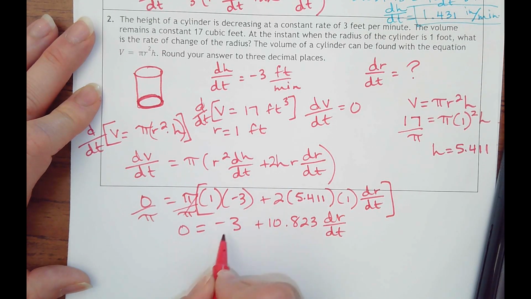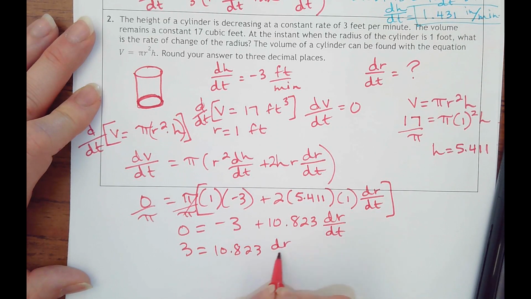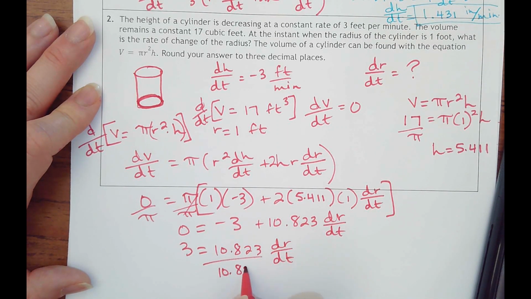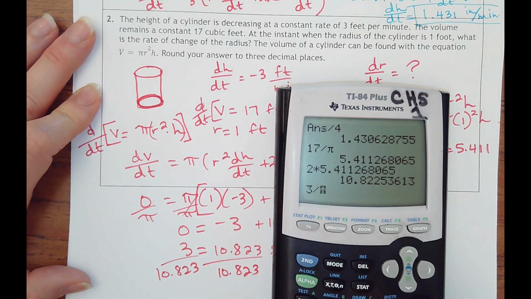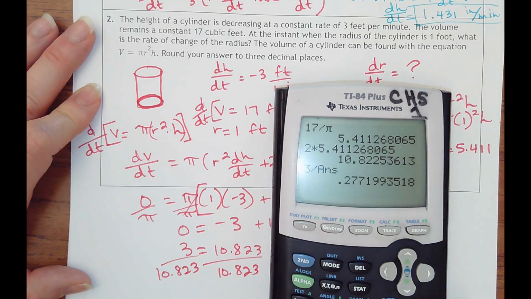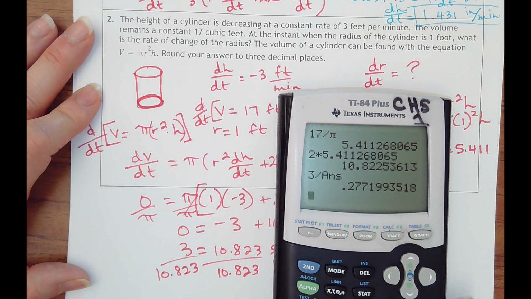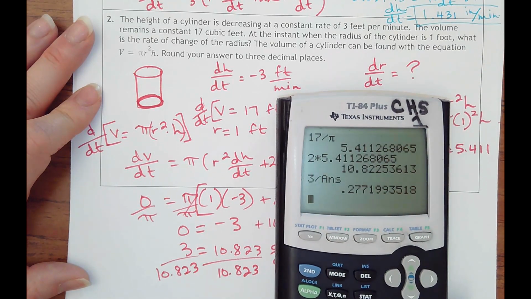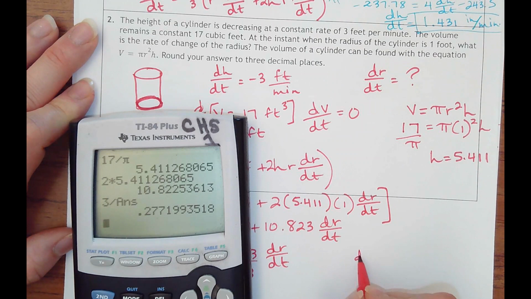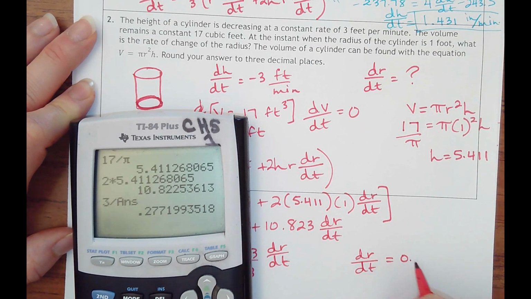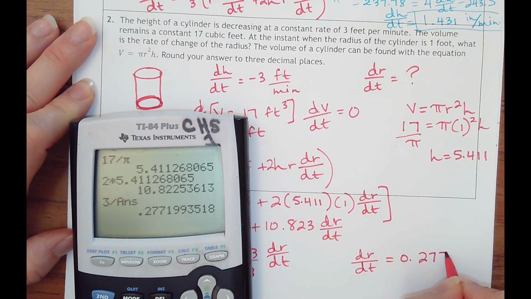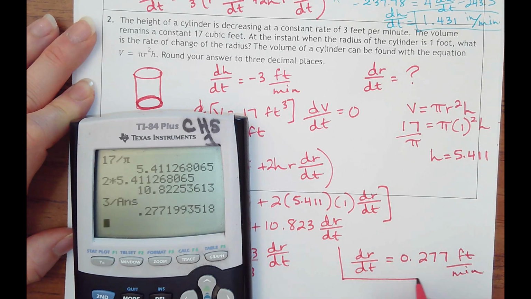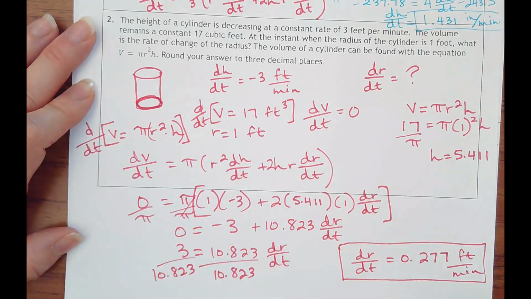0 divided by anything is 0. I'm going to add 3, and I'm going to divide by 10.823. It should be very small. So the radius is changing with respect to time at 0.277 feet per minute. So the radius is getting bigger to keep the volume the same.